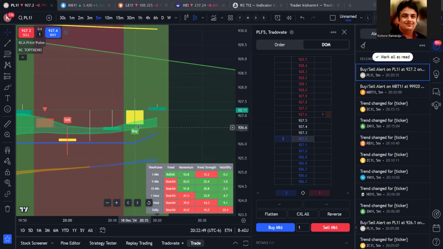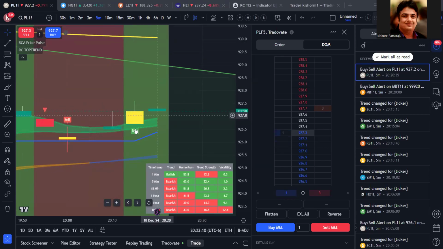Mainly whenever you get a buy signal, if these two are green, the background is green, the clouds are green and blue, the price pulse line is blue, then that is a perfect opportunity. But this is still red, so we can avoid the trade. Still you may make money, but it is a little risky trade. If you want to avoid risk, better we just avoid that.